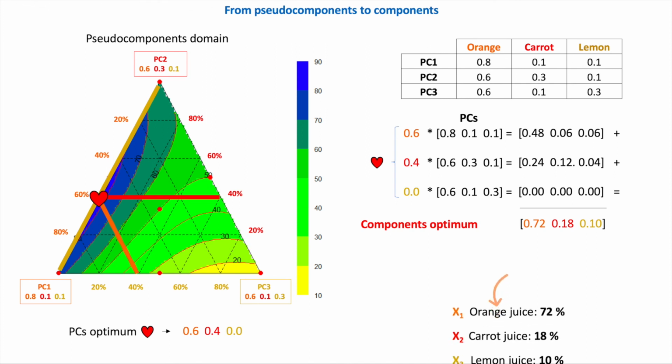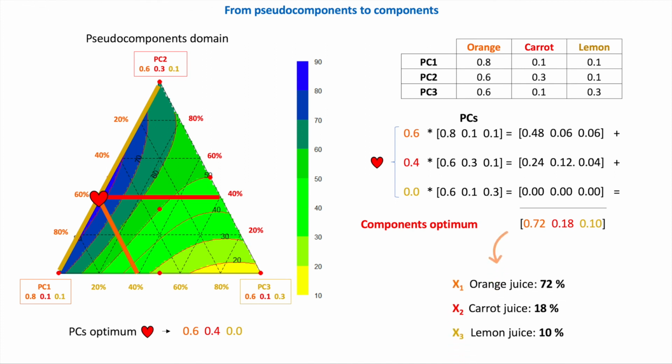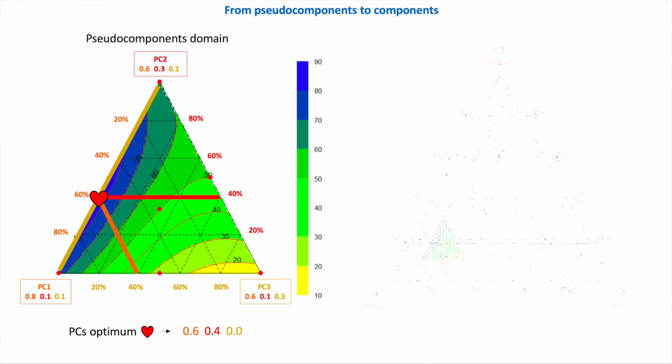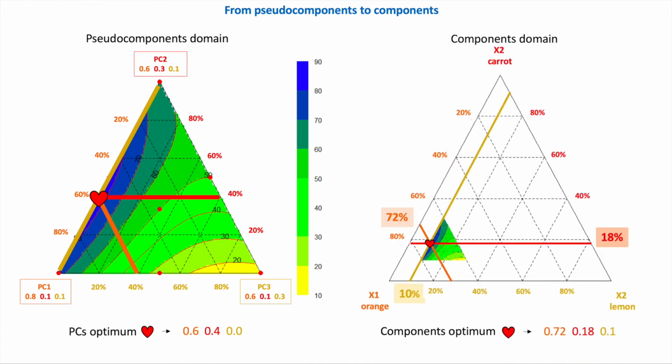Finally, here we have the component amounts. So 72% of orange juice, 18% of carrot juice, and 10% of lemon juice. And here we compare again the two domains. So we've come to the end of the video.